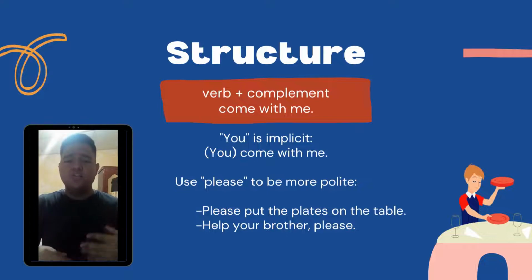And also, if you want to be more polite with your instruction or order, you can use please. For example, please put the plates on the table. So you use please before the verb, but you can also use it at the end of the sentence. But in this case, you will need a comma after the imperative. For example, help your brother, comma, please.